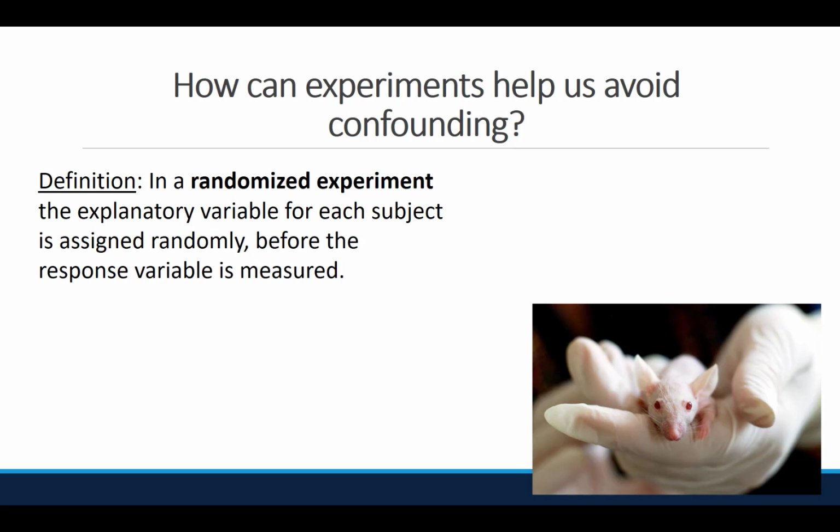Definition: in a randomized experiment, the explanatory variable for each subject is assigned randomly before the response variable is measured. The different levels of a single explanatory variable are known as treatments. To set up a randomized experiment, we can randomly divide the subjects into groups and assign a different treatment to each group. Because the subjects are randomly assigned to the treatments, the explanatory variable is not associated with any other variables. Confounding is eliminated.